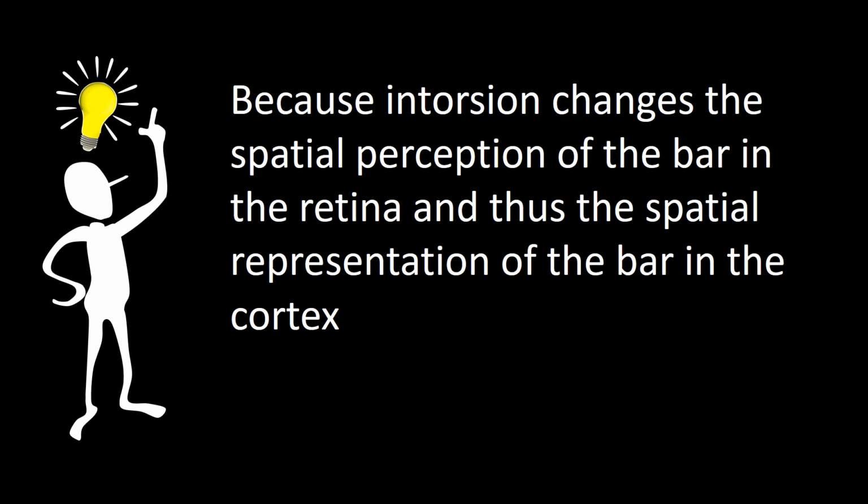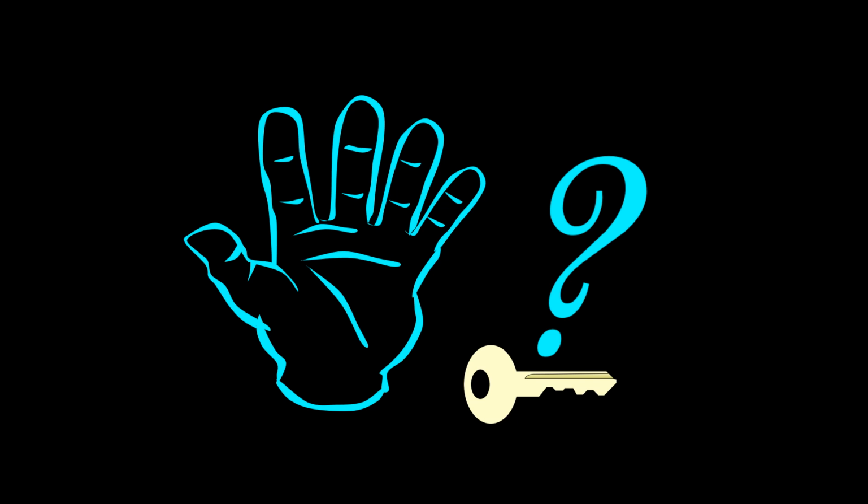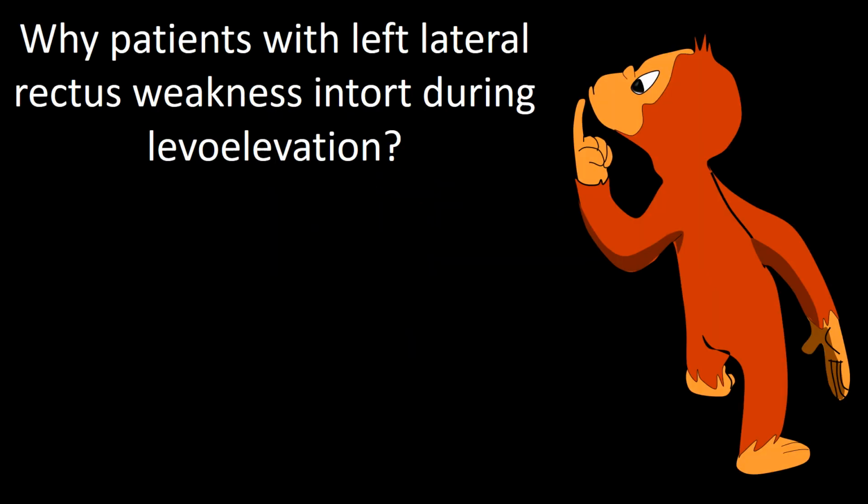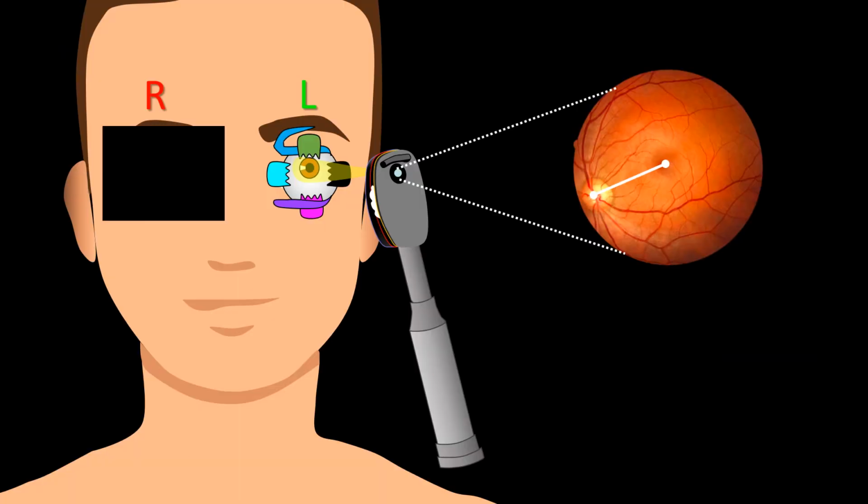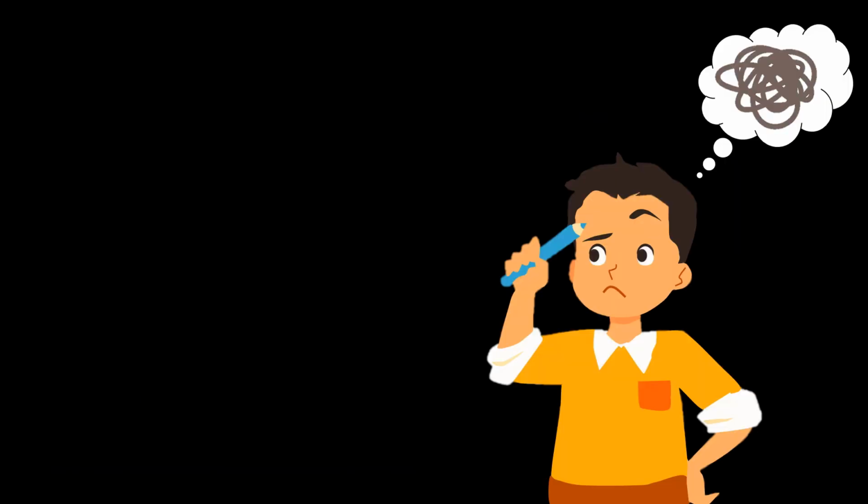This is because intorsion changes the spatial perception of the bar in the retina, and thus the spatial representation of the bar in the cortex. The fifth question is why patients with left lateral rectus weakness intort during elevation. As we have just seen, during elevation, patients with left lateral rectus weakness intort the left eye. And the question is why?